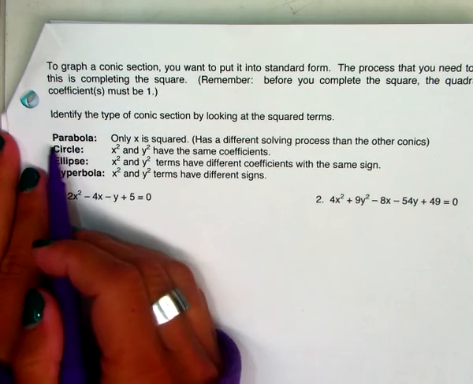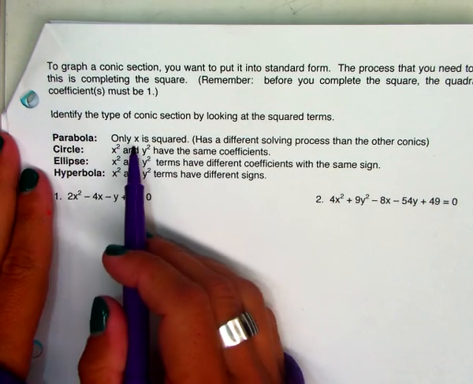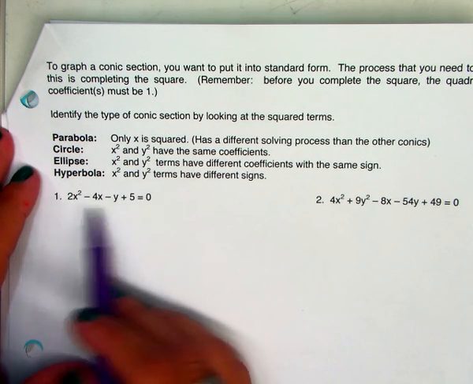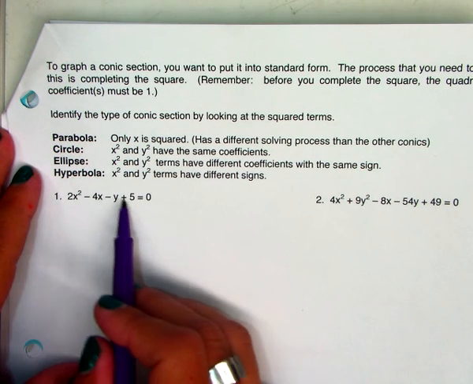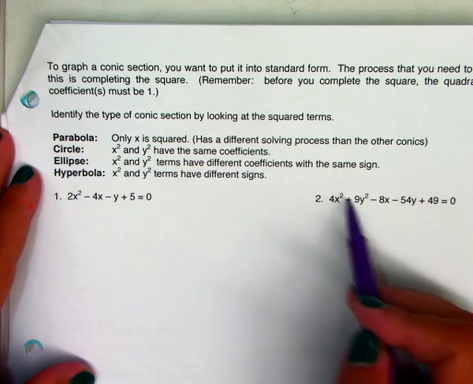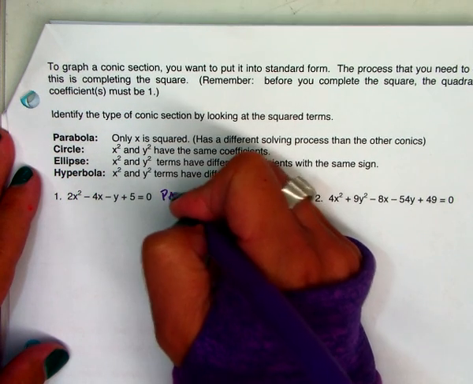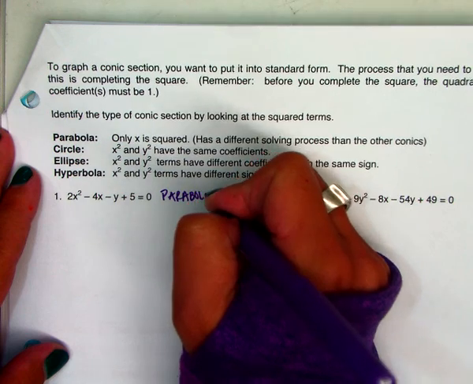A parabola is very easy to identify because there's only one variable that's squared. In this first case, notice that I only have an x squared, I don't have any y squareds. In all the others, I have an x squared and a y squared, and so those are not parabolas. So this first one must be the parabola.